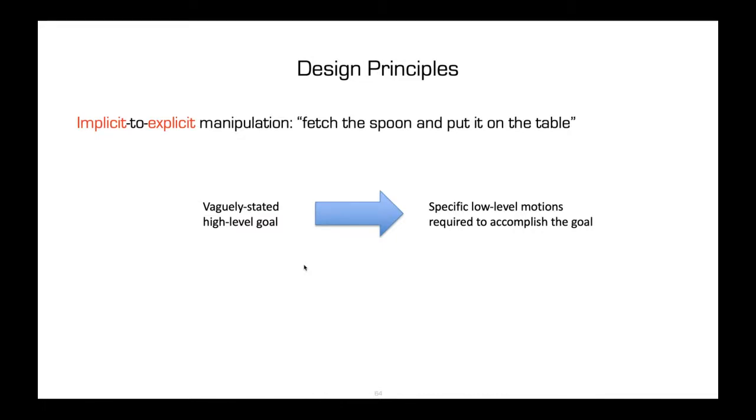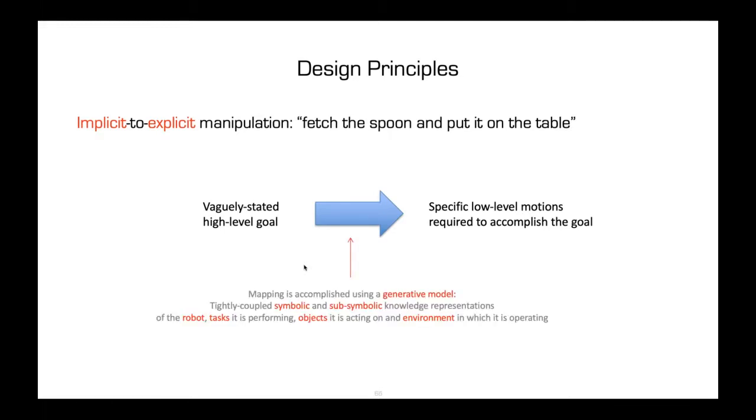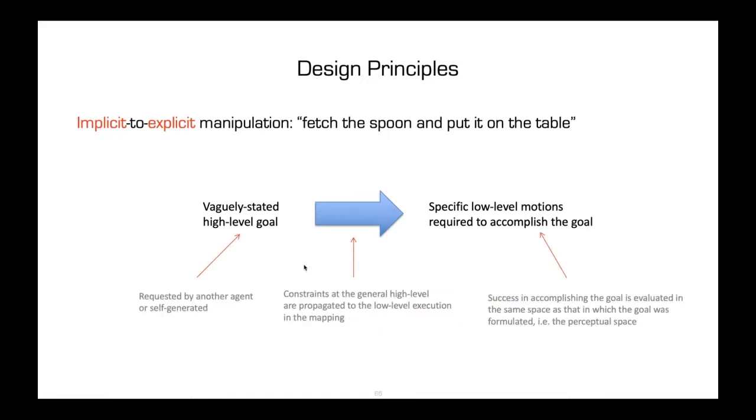And so we talk about implicit to explicit manipulation. So you've got a vaguely stated high-level goal, and somehow CRAM has to map that onto low-level motions which will accomplish the goal successfully. And that mapping is accomplished using a technique called a generative model. Think of it here as effectively a combination of symbolic and sub-symbolic knowledge representations, which can determine the motions that are most likely to result in successful action. There's a more technical definition of it, which I'll talk about a little bit later on. But just remember the term, a generative model.